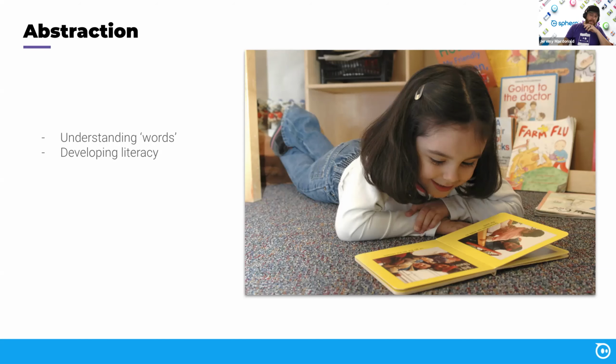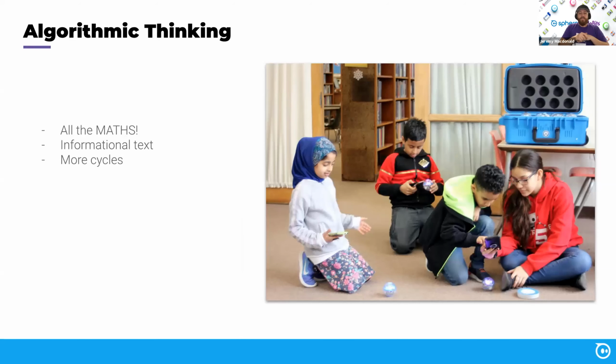And then the last one here is the idea of algorithmic thinking. Obviously this applies to all of the maths that are out there. Algorithmic thinking is that logical step-by-step process, putting things in an order that helps you go from point A to point B, being the solution.